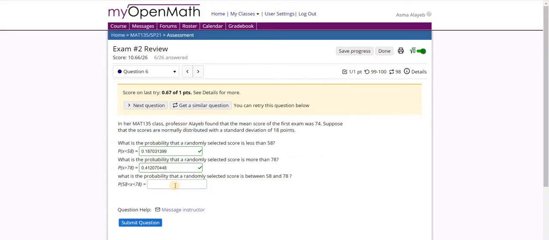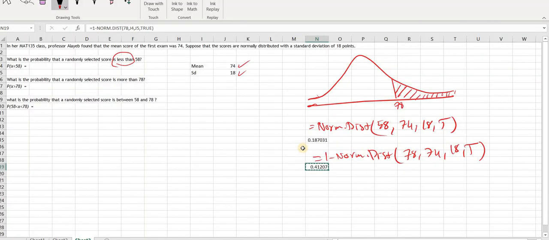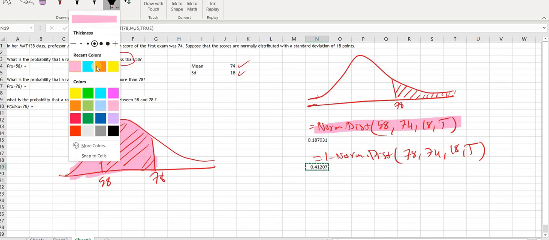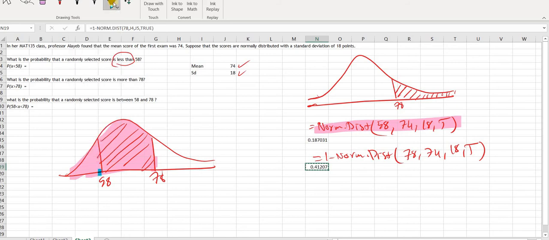All right, the last one is, what is the probability that a randomly selected score is between 58 and 78? The area between 58 and 78, 58 here and 78 here, represents this area right here. We can use the norm distribution function in order to compute that. Basically, if we find the area to the left of 78 using norm distribution, which is this formula exactly, then we can subtract the area to the left of 58 using a similar formula. Then we're going to end up with the pink area only.